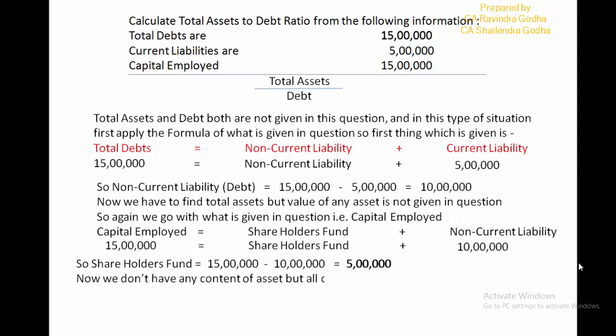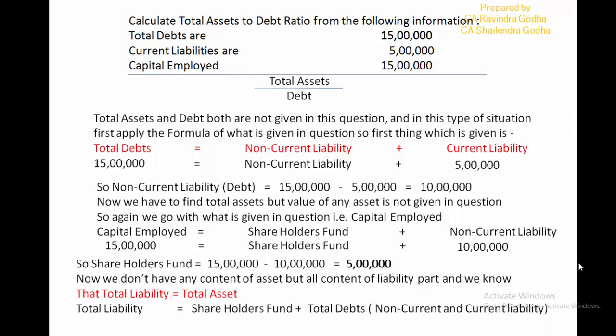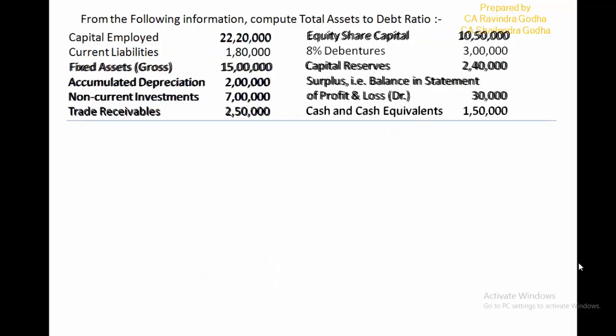Now we don't have any content of assets but we have all the content of the liability part, and we know that total liabilities are equal to total assets. Total liabilities are equal to shareholders fund plus total debts, whether non-current or current liabilities. Shareholders fund, which we calculated, is 5 lakh rupees. Total debts given in the question are 15 lakh. So total liabilities are 20 lakh rupees, and by putting this total liability as total assets, divided by debt of 10 lakh, the ratio is 2:1.